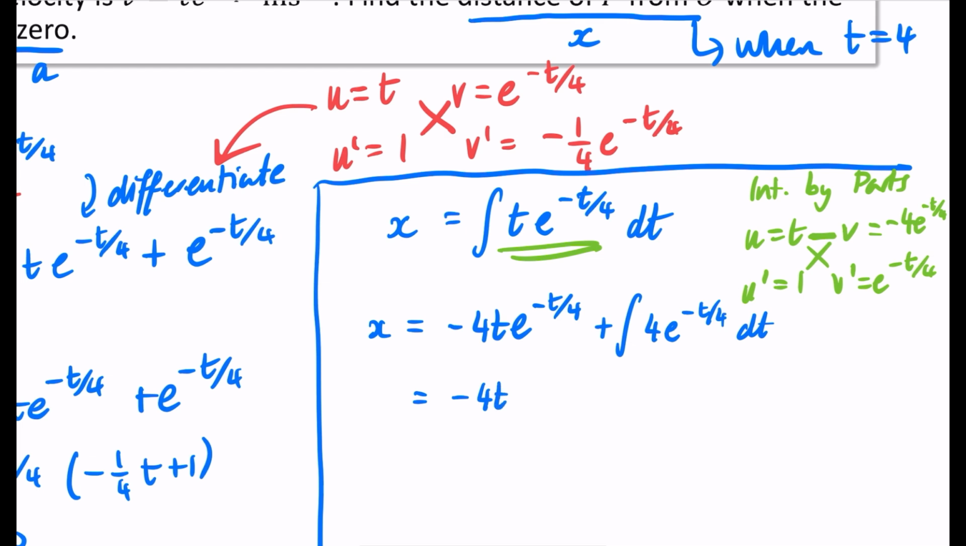So that's minus 4t e to the minus t over 4. And when I integrate this, it's going to be minus 16 e to the minus t over 4. It gets 4 times bigger and it becomes a negative because of this negative a quarter. So we have the opposite of the quarter, which is multiplying it by 4. And obviously we're going to need a constant that we've got here, which is this.